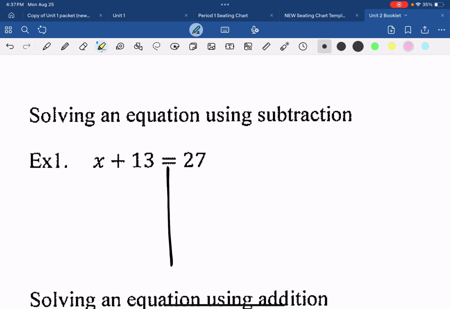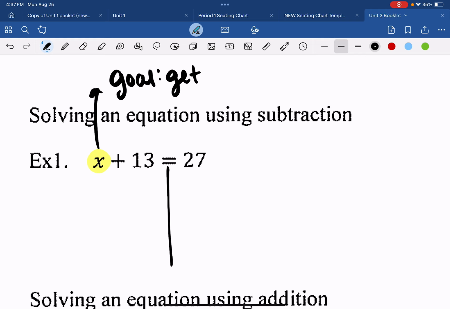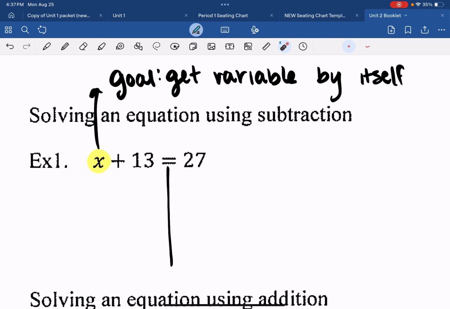Now, when we solve equations, the goal is to get the variable by itself. That's the goal. Goal: get variable by itself. So our goal is to get x by itself on this side of the equal sign. In other words, everything else that's over there, we want to move to the other side. Well, in order to move it, we use our inverse operations. So I see a plus sign. The inverse of addition is subtraction. So I'm going to subtract 13. Notice how I have it lined up, right underneath. The signs match up, the numbers match up.